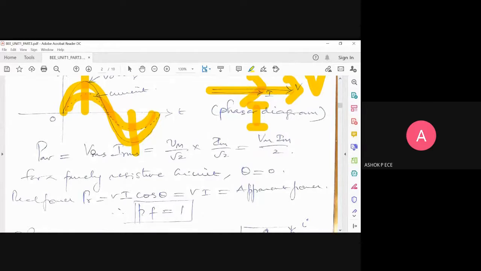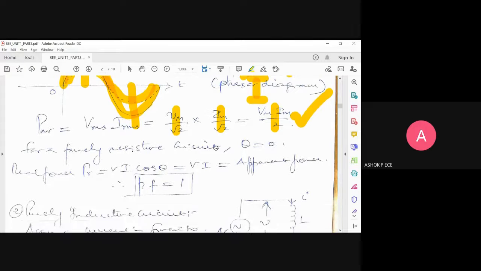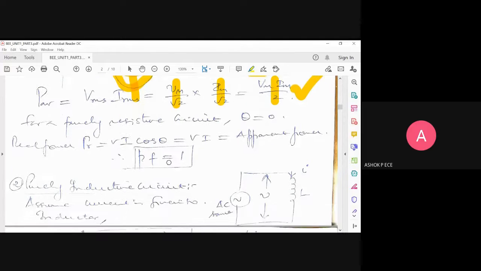The average power is going to be Vrms Irms cos θ actually. But cos θ is going to be 1. So it is Vrms into Irms. Vrms is Vm/√2. Irms is Im/√2. So it is going to be Vm Im/2. This is going to be the average power. And the real power is going to be VI cos θ. It is going to be the same as your apparent power. I told you, in a resistor, everything will boil down to a single power expression, V into I. That's all. And the power factor for a resistor is going to be 1.